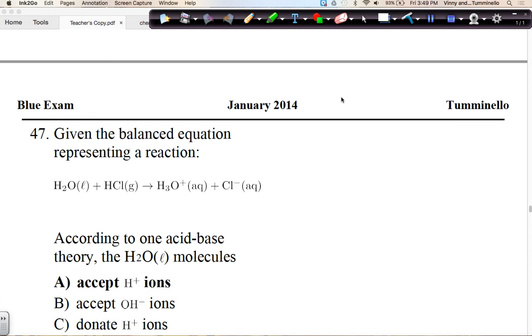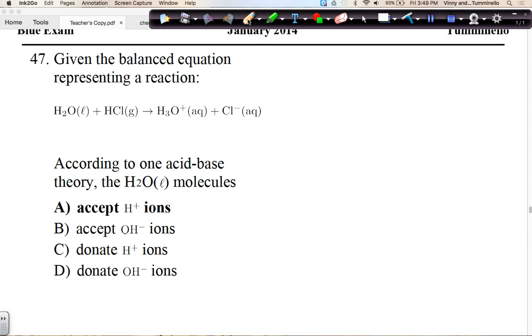For number 47, it says, given the balanced equation representing a reaction, according to one acid-base theory, this is going to be the Brønsted-Lowry, also known as the alternate theory. And we see that H2O is matched with H3O+ on the other side, which means that H2O is acting as a base because H3O+ is its conjugate acid. Acids always have more H's. And then HCl and Cl minus, HCl has the extra H, so it's the acid. Cl minus has fewer H's of that conjugate pair, so it's the base.